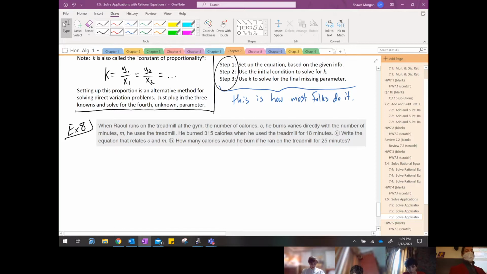So what we're going to do, step 1, is write the equation. So it says the calories burned varies directly as the number of minutes running. So I'm going to say C equals K times M, where K is my constant, Dominic, of variation or proportionality, whatever you want to call it. Step 1, set up the equation based on the given info. Done.